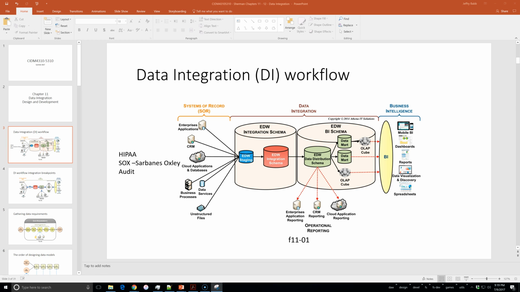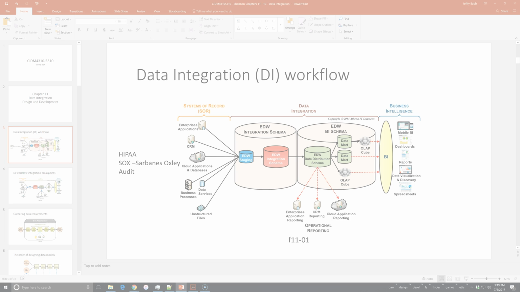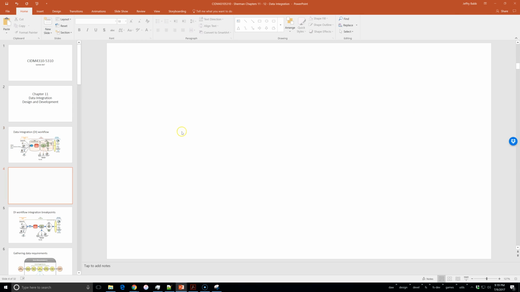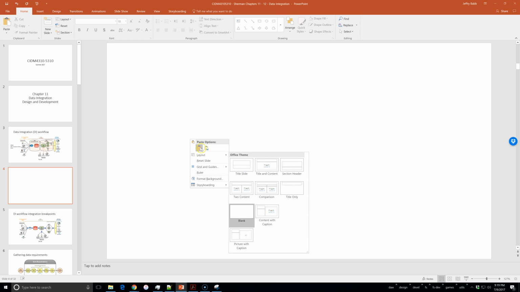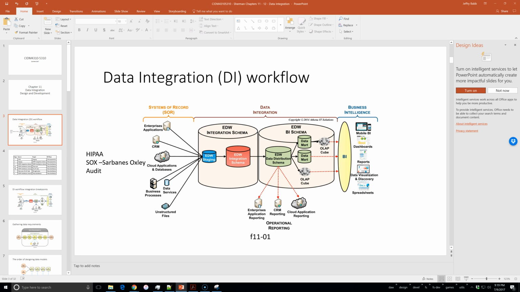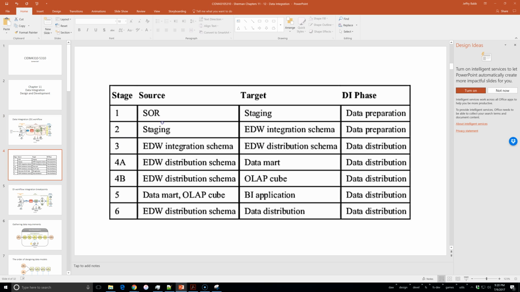Let's have a look at something that's out of the book here. Sherman encourages us to think of these in stages. So in stage one, you can kind of see it. Let me see if I can superimpose these.